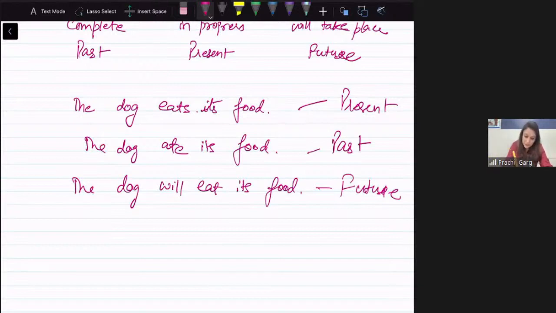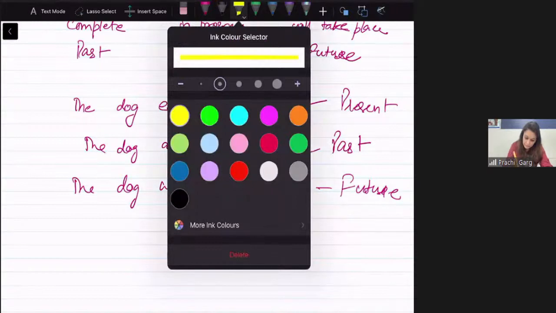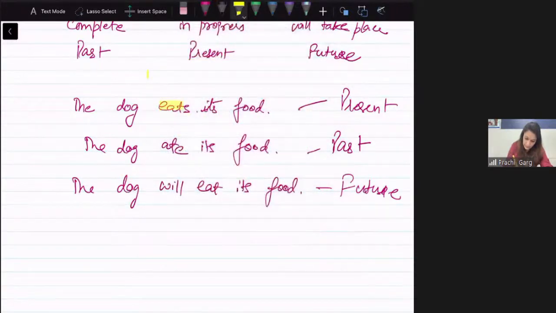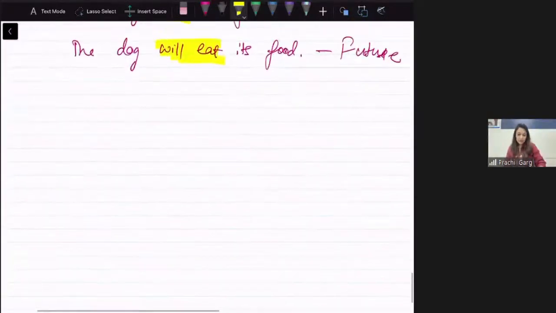So let's look at the verb in all three sentences. Eats, ate, right? And will eat. Clear? Yes. So the first one is eats. The eats changes its form in past to ate, and it changes its form again in future to will eat. So that is the difference, and that is how you get to know about it. Okay, now let's start with the further divisions in present, past, and future tense. Now further, let's start with the present tense first.